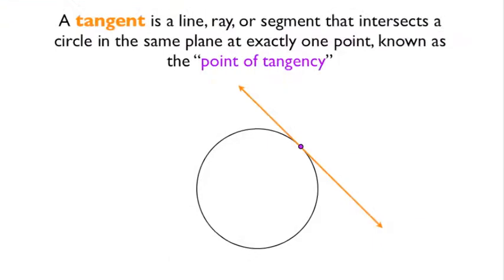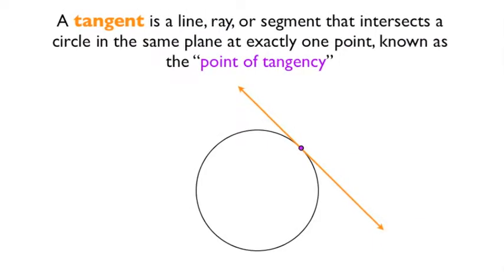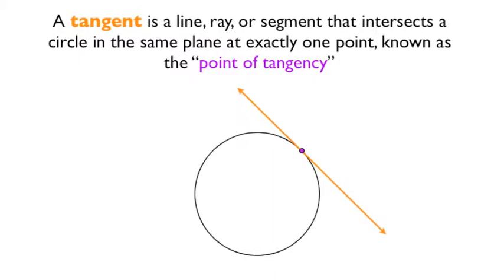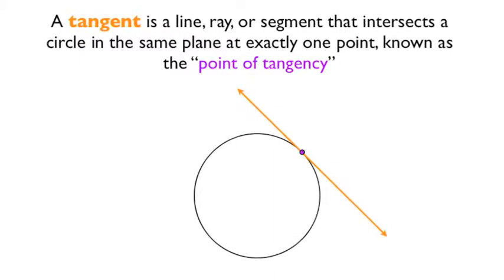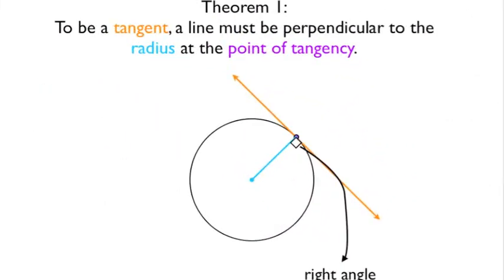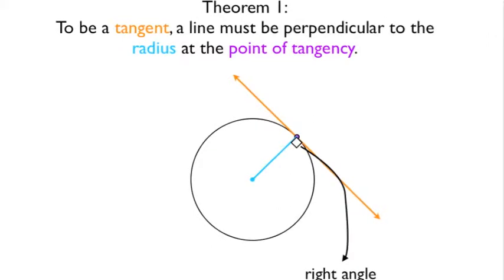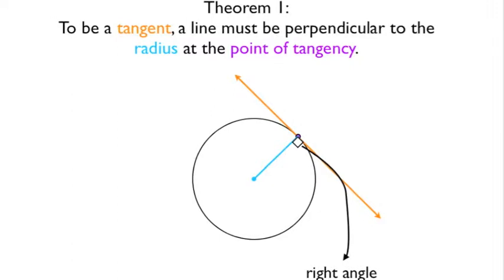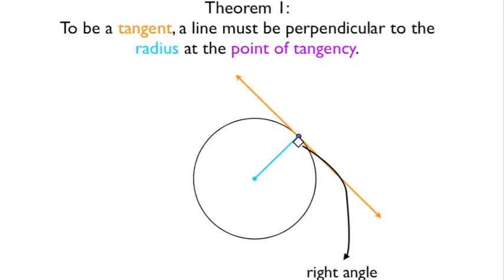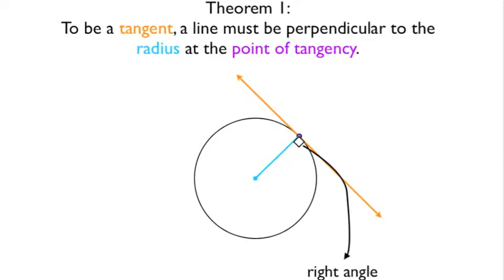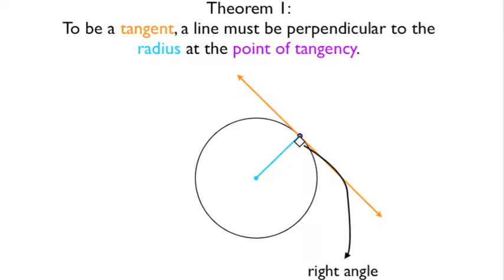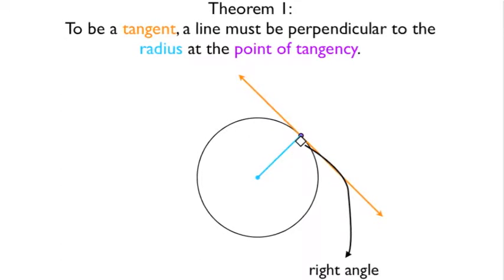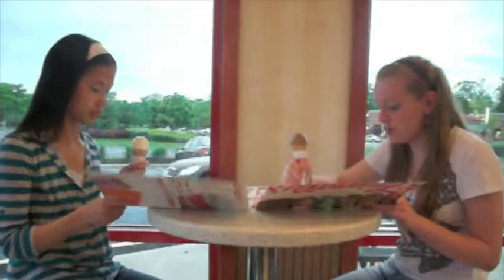That's easy. A tangent is a line, ray, or segment that intersects a circle in the same plane at exactly one point, known as the point of tangency. One of the two theorems is basically how to identify tangents. To be a tangent, a line must be perpendicular to the radius at the point of tangency. Its converse is that if a line is perpendicular to the radius at the point of tangency, then it is a tangent. What about the other theorem?